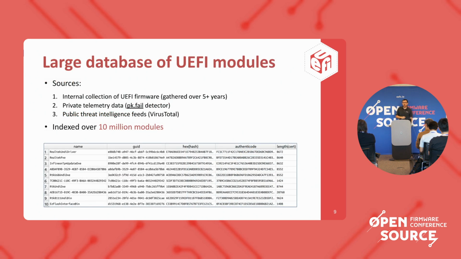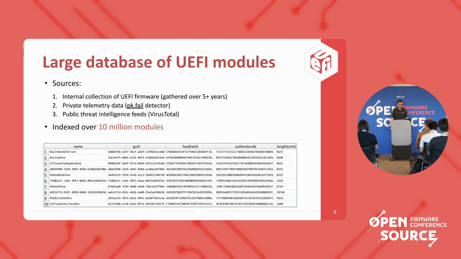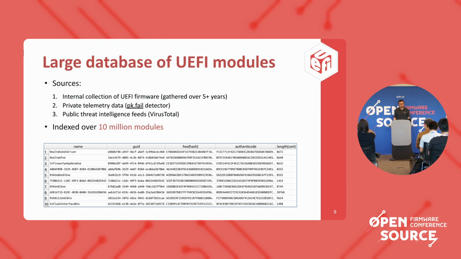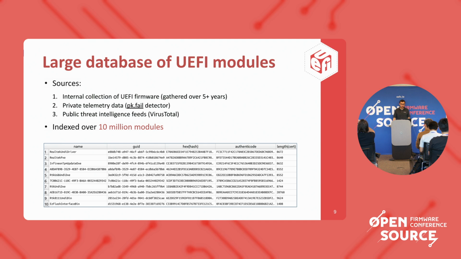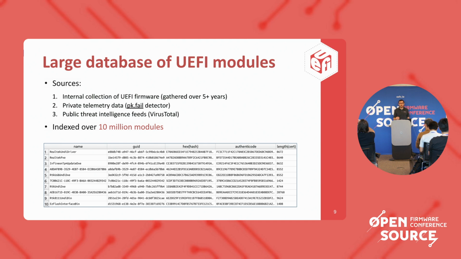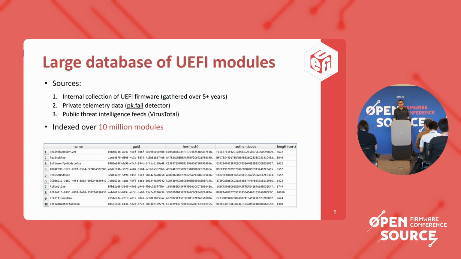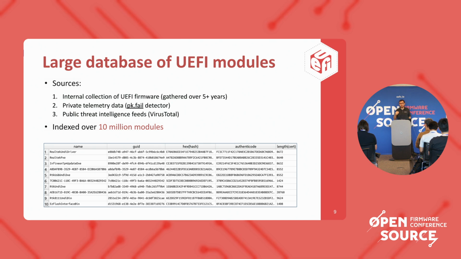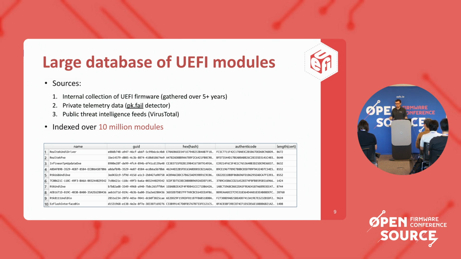This is how we built this large dataset of UEFI modules. We use three main sources. The first one is an internal collection that we keep of UEFI firmware, which has been gathered over the past 5 years and contains thousands and thousands of firmware images. We use private telemetry data that comes, for example, from the APK.fail detector. And also, we downloaded UEFI modules and UEFI firmware from public threat intelligence feeds, such as VirusTotal.